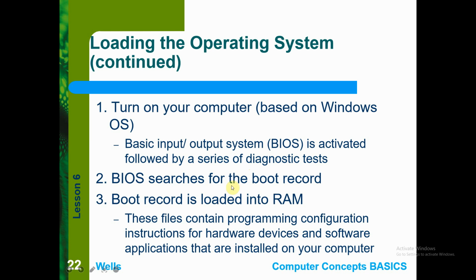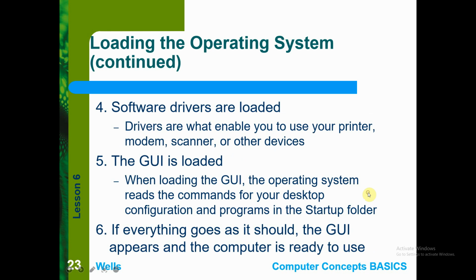Then the boot record is loaded into RAM. The RAM stores the programming configuration instructions, hardware devices and software applications that are installed on the computer. So those are its contents. It will go through the RAM to load the configuration, or in our case the user profile, which profile that computer has and how we operate this system. That is the data that gets loaded.